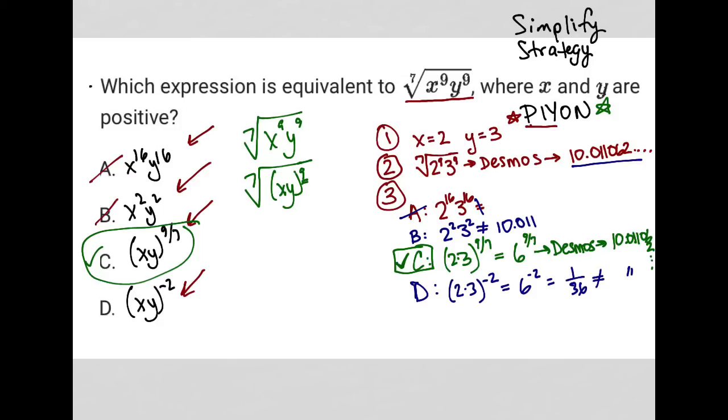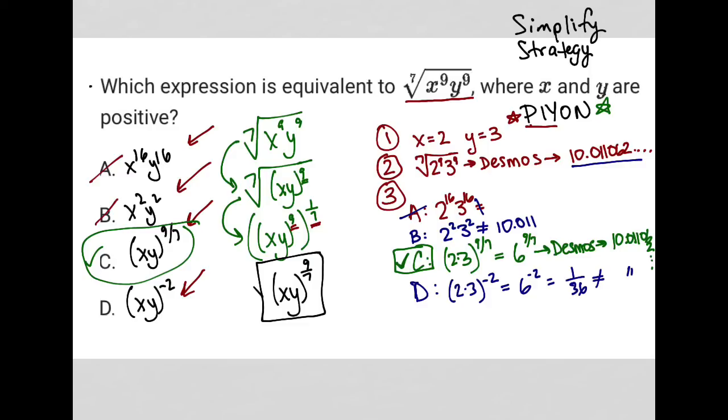Second of all, a 7th root is the same as a 1/7 power, right? So the 7th root can be converted into a fraction power of 1/7. So again, this is equivalent to that. Then when I simplify this, I can multiply my exponents here. So I'd have 9 times 1/7, which will give me my (xy) in parentheses to the 9/7 power. And that's what we have for choice C here.